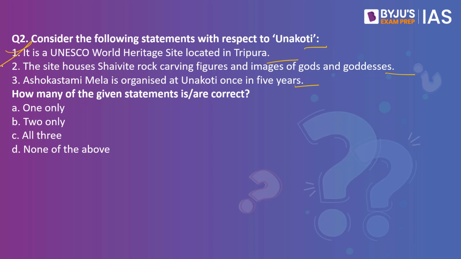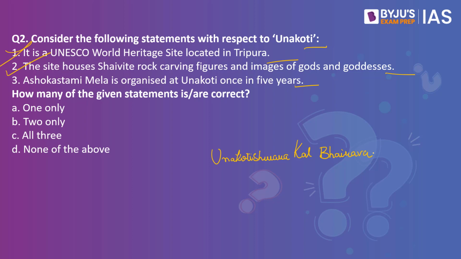Statement number 2 is correct because among the various rock cut carvings in Unakoti are Shiva and also the figure of Lord Ganesha. The central Shiva head is known as Unakotishwara Kalbhairava. And we've already discussed that this place has Shaivite rock carvings. Now coming to statement number 3. The Ashokashtami festival is one of the most important festivals of Tripura, especially at the Unakoti hills.